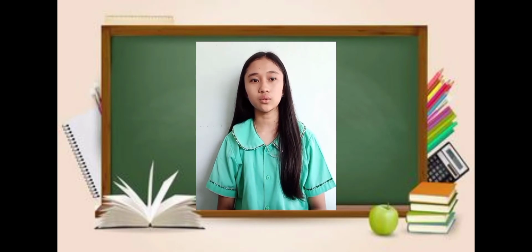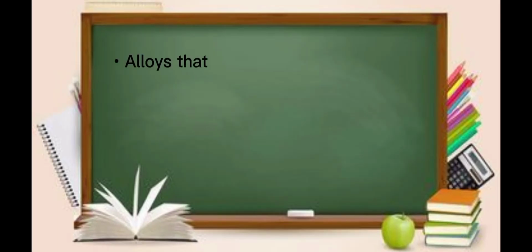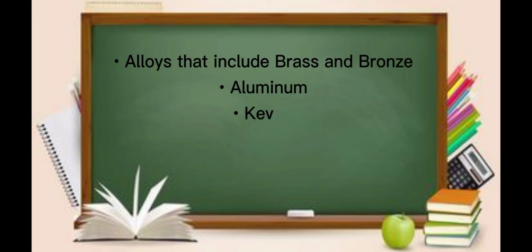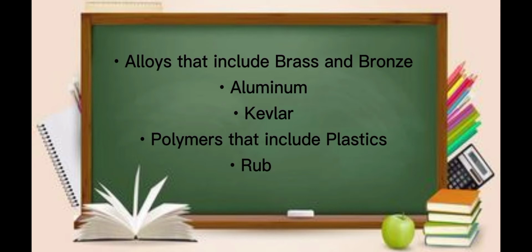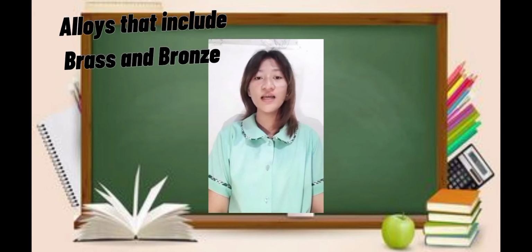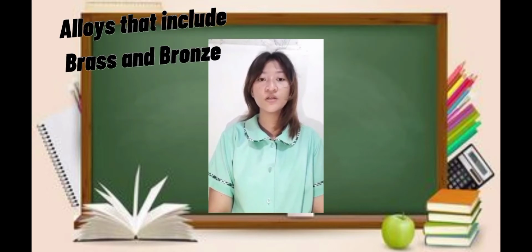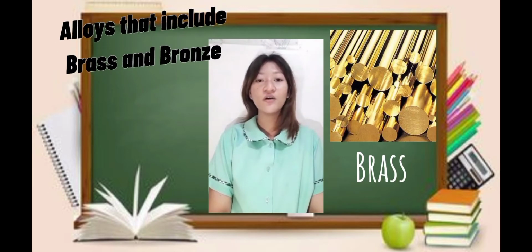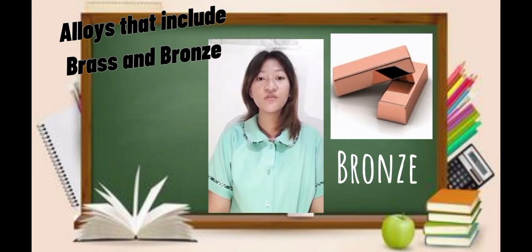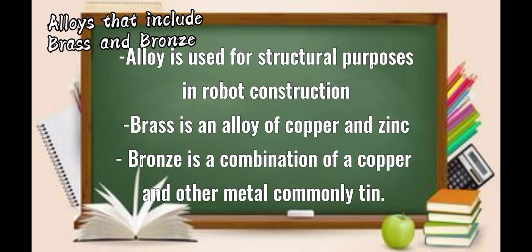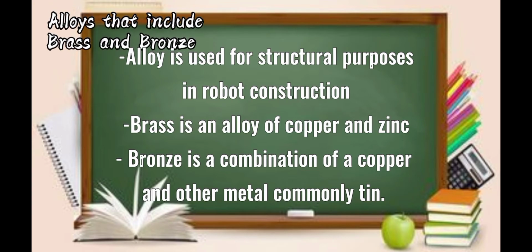Some materials you can use to build your robot are the following: alloys that include brass and bronze, aluminum, Kevlar, polymers that include plastics, rubber, and steel. The first one is alloy. An alloy is a material made up of two metals. It is used for structural purposes in robot construction. Brass is an alloy of copper and zinc. Bronze is a combination of copper and some other metals, but commonly tin. There may be instances that silicon, aluminum, and some other metals may have the same density as steel, and generally half to two-thirds its strength.